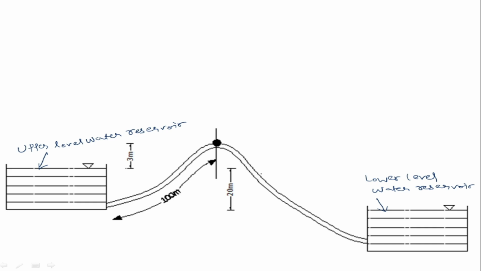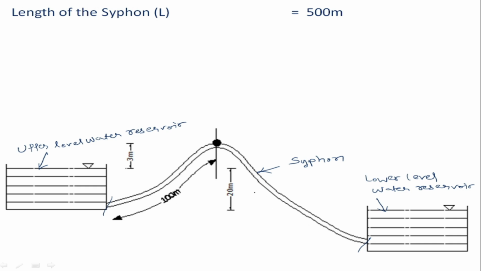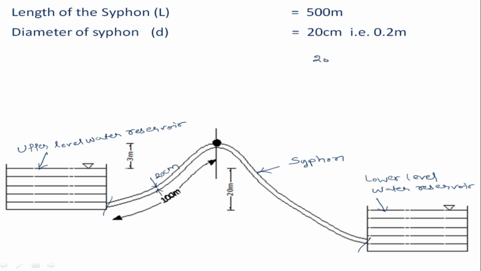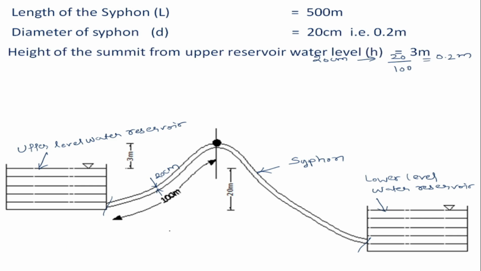This pipe is a siphon. The length of the pipe is given, which is 500 meter. From here to here, total length of the pipe is 500 meter and the diameter of the pipe is 20 centimeter. This dia is 20 centimeter throughout the length. 20 centimeter divided by 100, that is equal to 0.2 meter. Height of the summit from upper level water reservoir to water level is 3 meter. This is the summit. See, this is the water level of the upper level water reservoir.